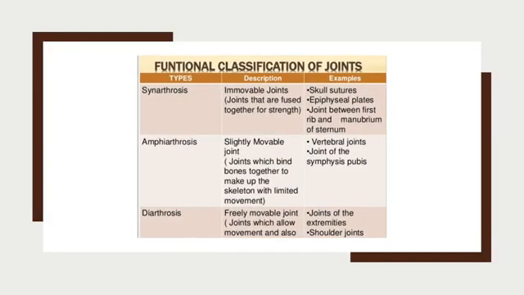Now, in this slide, I have a chart that shows the three different types of functional classifications of joints. First is synarthrosis, which is immovable joints. One example would be skull sutures. Amphiarthrosis, which is slightly movable joints. A good example would be vertebral joints. And diarthrosis, which are freely moving joints. And a good example for this would be the shoulder joint.